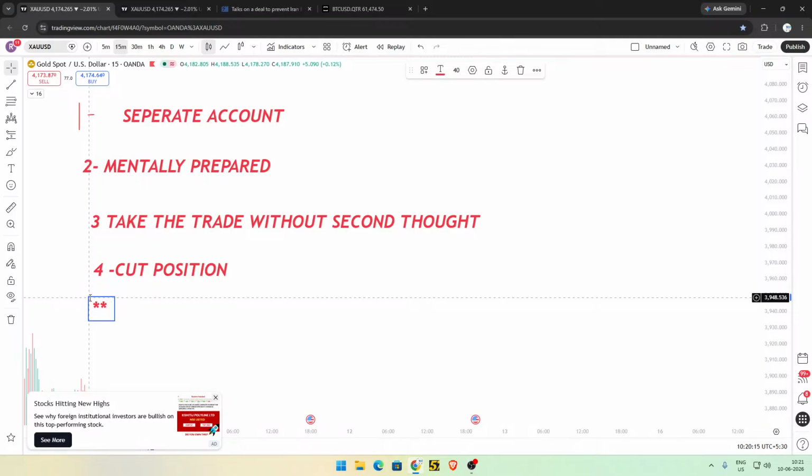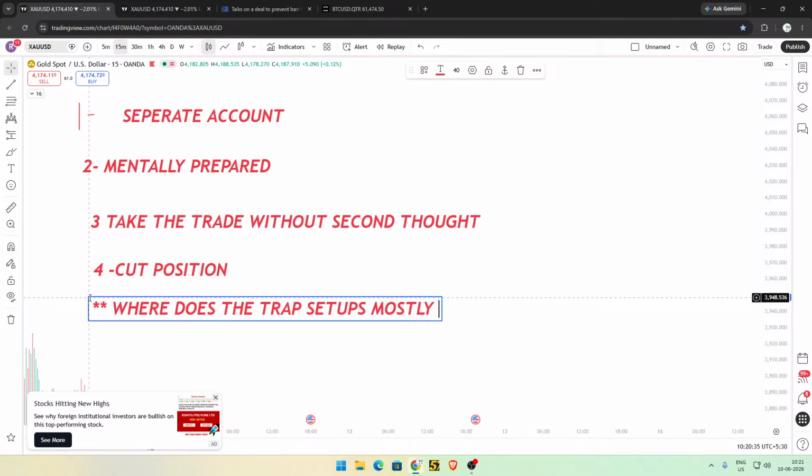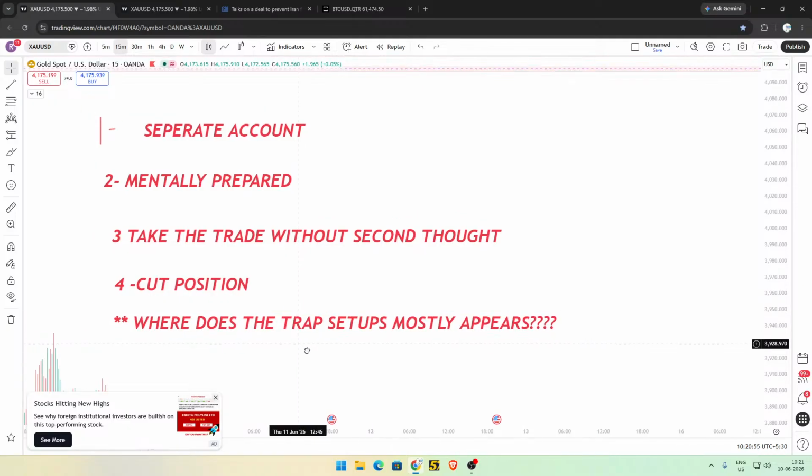So where does the trap setup mostly appear? So where does the trap setup mostly appear? This. So now I will discuss all of this. First, let's discuss where the trap setup mostly appears.